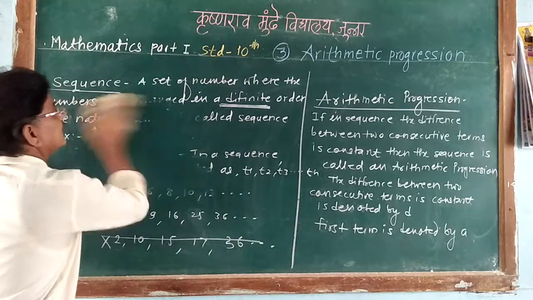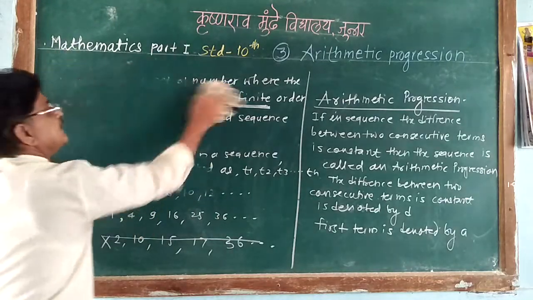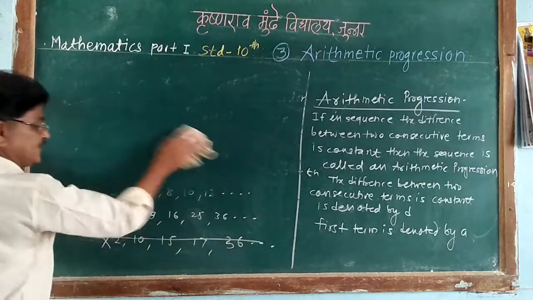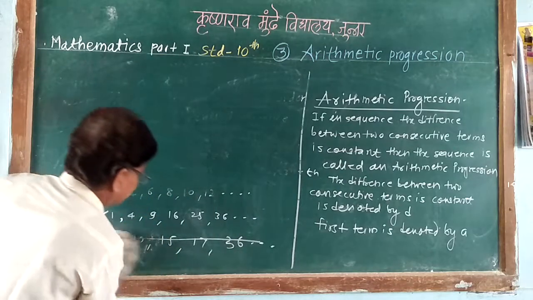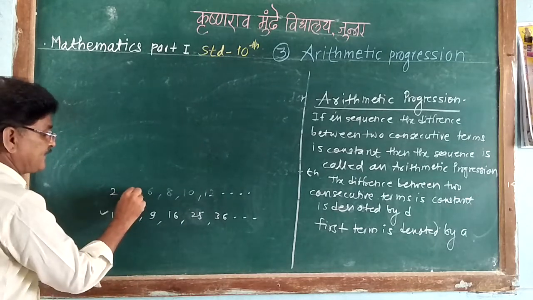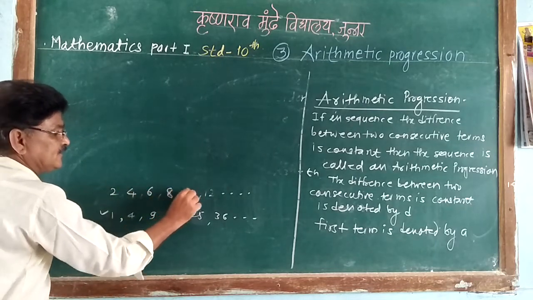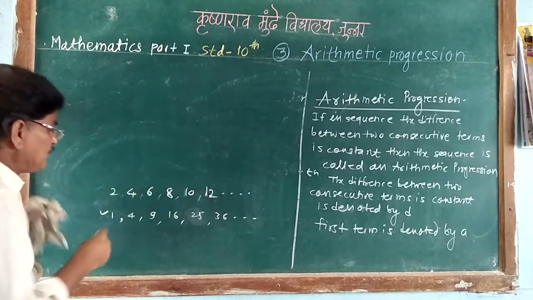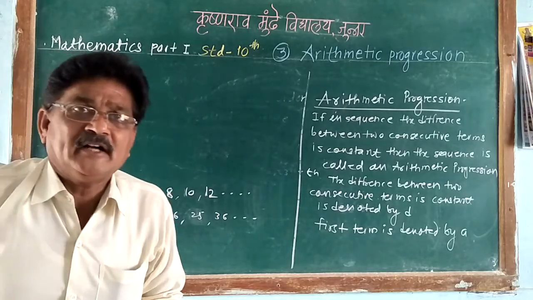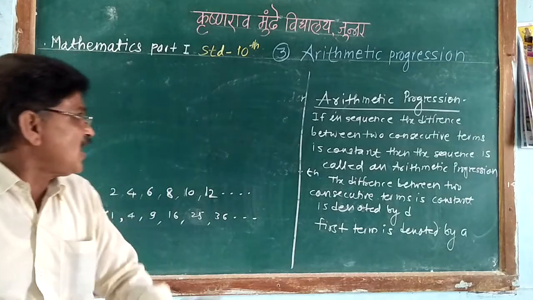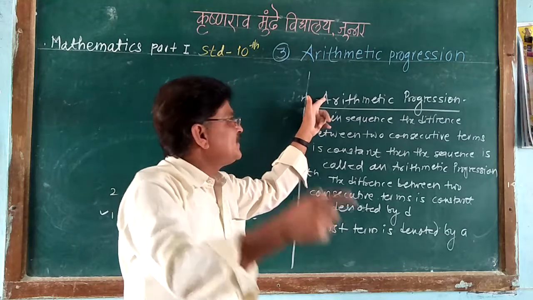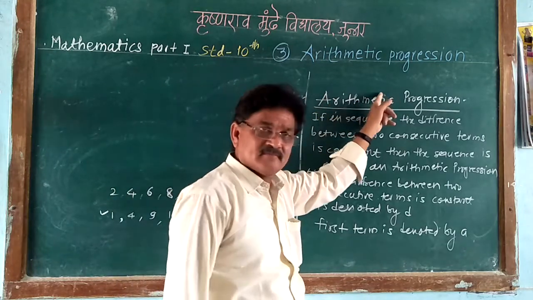Then, the second point will be here. What is meant by the arithmetic progression? Look here carefully. These two are sequences. But all sequences are not arithmetic progressions. There are some conditions for the arithmetic progression.